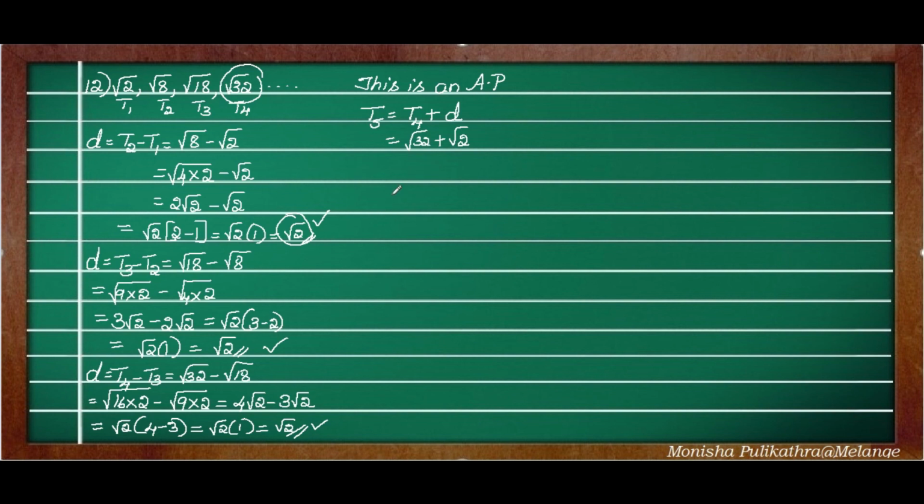So can we write it here as it is, root 32 plus root 2? No, we have to convert it into the form of root 18, root 32. In this form we need to write it. Okay, what do we have to do then? Split it into 2 numbers. That root 32 will become root 16 times 2 plus root 2. So it will be 4 root 2 plus root 2.